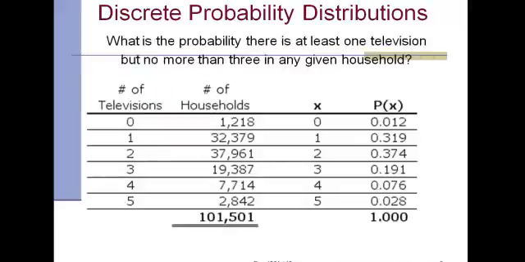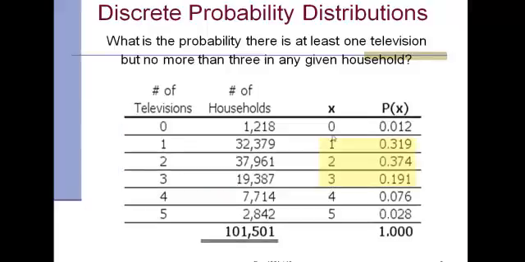Okay. There's another question I'm going to ask you about this data set, and it says, what is the probability that there is at least 1 television, but no more than 3 in any given household? Now, this wording is something that is common to discrete probability distribution problems. You know, it might ask you, what is the probability of exactly 3? Or it could say at least 3 or at most 3. In this case, it's saying at least 1, but no more than 3.